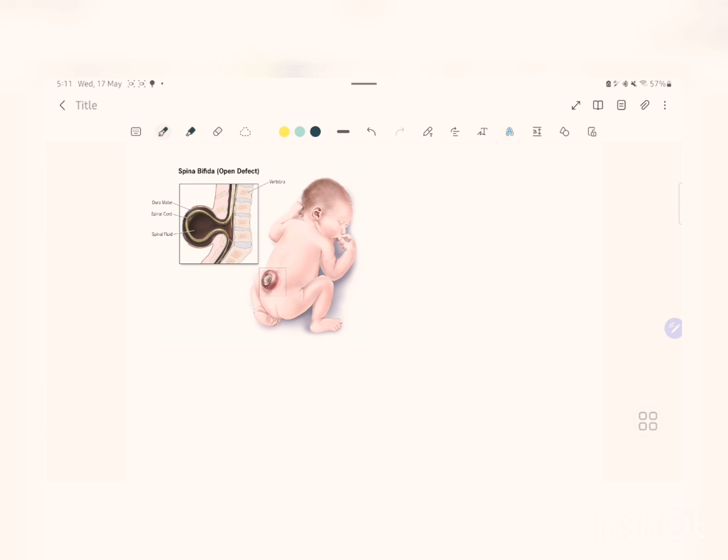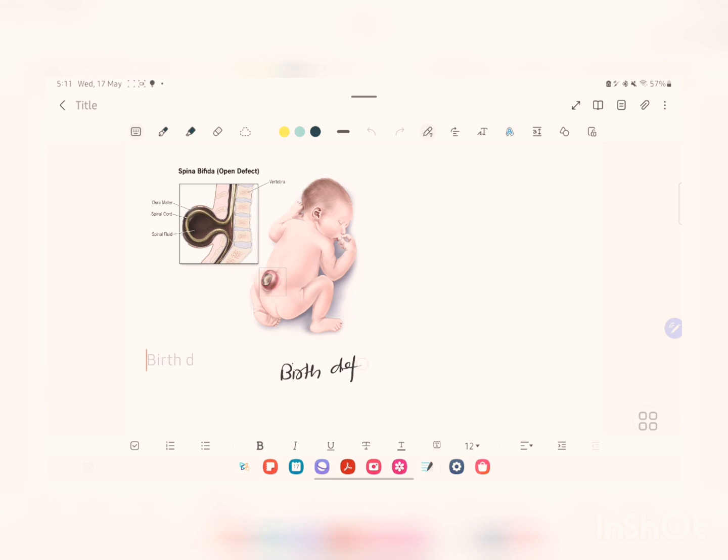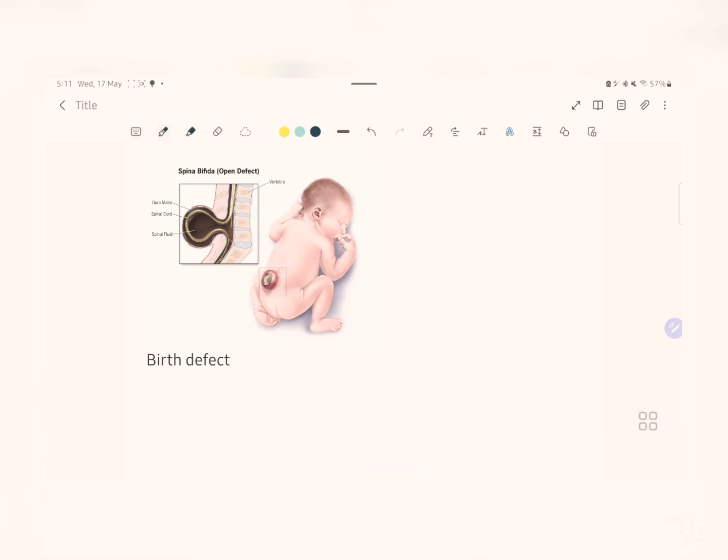So today we are going to learn about spina bifida. So what is spina bifida? It's a birth defect that occurs in the intrauterine period, mainly in the first month of intrauterine life.